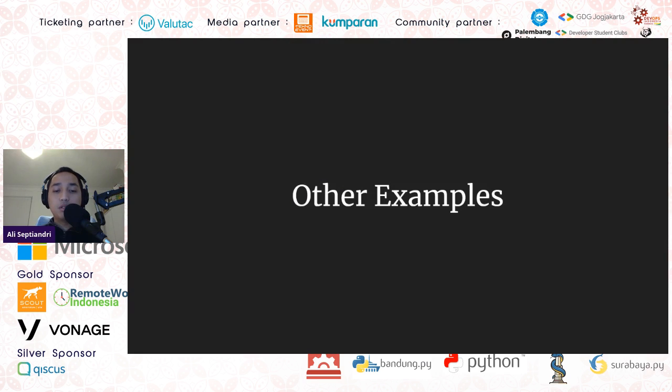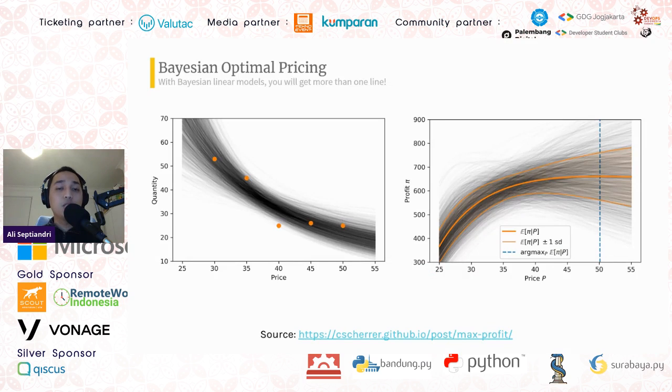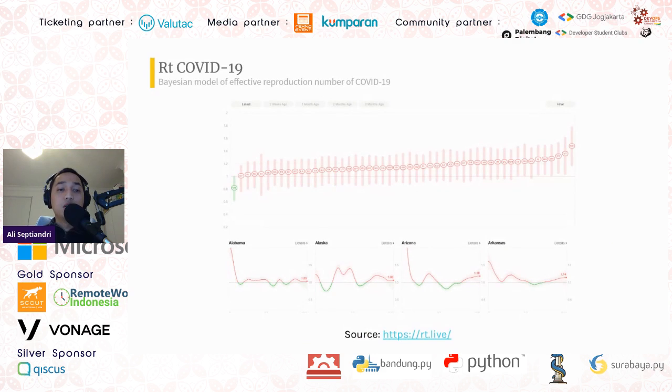And other examples, aside from what I've shown, we can find other examples. Something like this: Bayesian optimal pricing, with 5 data points, pricing points. You'll see how people change their mind about the product, how many people would buy, things like that. And you'll get more than one line. So several lines that will represent the possible values of the quantity given the price, and you can maximize the profit by using that model. Yeah, so something like this.